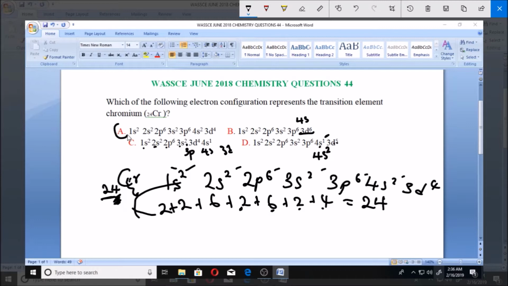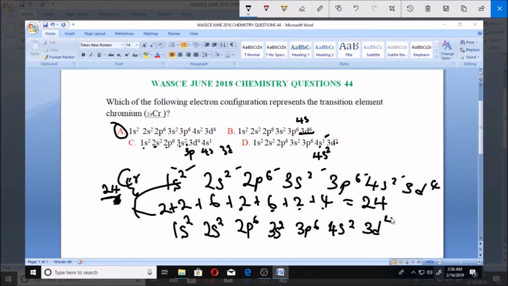So this is the one that follows the rule that says you must have 1s, and your 1s must have up to 2 electrons before you move to the next orbital, which is 2s. All the s must have 2 electrons. Then you move to 2p, and p will have a maximum of 6. Then you move to 3s, s is always 2, that is the maximum, p is always 6. Then after that you can move to 3p that has a maximum of 6 too. Then after that you move to 4s that has a maximum of 2, and then 3d to fill out the remaining.